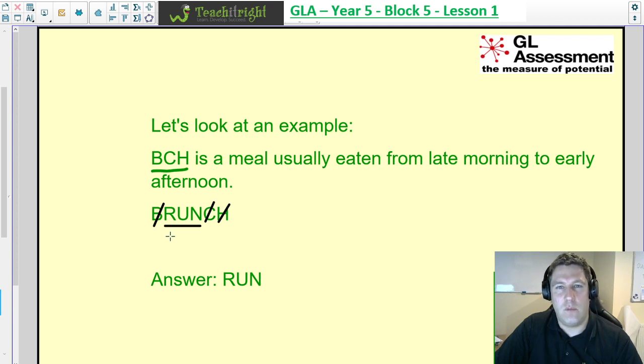So first thing was establish what the word is. Secondly, write the word out. Thirdly, cross through those letters, and hopefully it will leave you with a 3-letter word. And that must always be a 3-letter word. It can't be a made-up word. It must be a 3-letter word that you know.